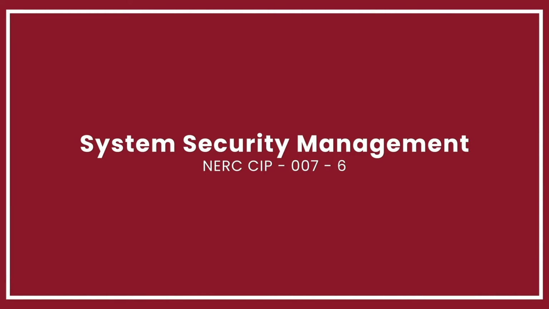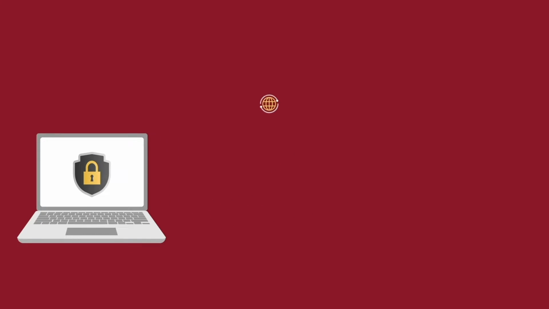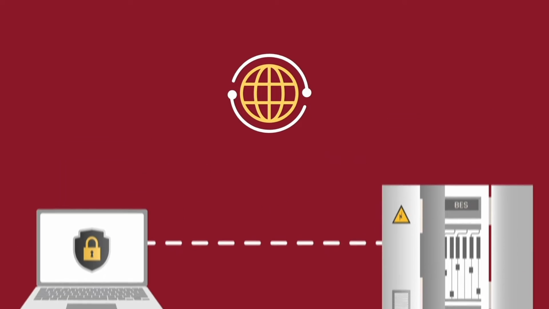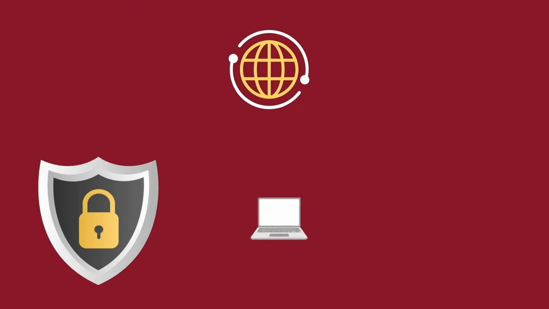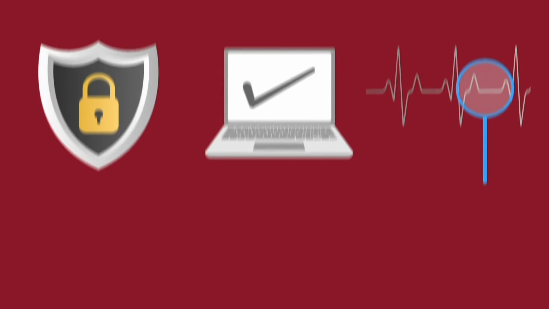System security management. The idea is to enhance the security of systems in the electronic security perimeter of bulk electric systems cyber systems. Typically, these components include security patches, system access controls, security event monitoring, and prevention of malicious code.